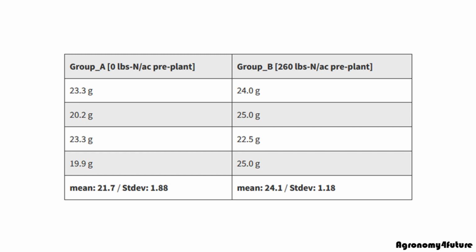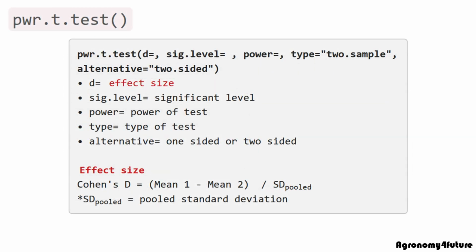So, he investigated ear dry weight per plant in two different nitrogen conditions as Group A and Group B. Now, he wants to compare the mean of two groups in order to know which group has greater ear dry weight per plant. In this case, two sample t-tests would be used to analyze the data. So, now he wants to know how many samples are necessary to conduct a two sample t-test. In R, we can use this code to calculate sample size in a two sample t-test.